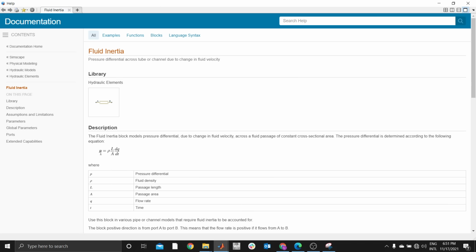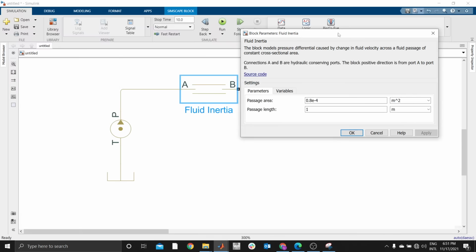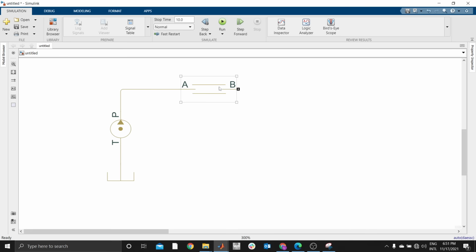P is the pressure differential, rho is the density, L is the length, you have to give the length of your pipe, and A is the cross-sectional area. Then you give the flow rate over time. Therefore, it is used to capture the pressure drop due to the change in fluid velocity by fluid inertia. As we go deeper, we'll use more examples. We'll understand as we proceed.